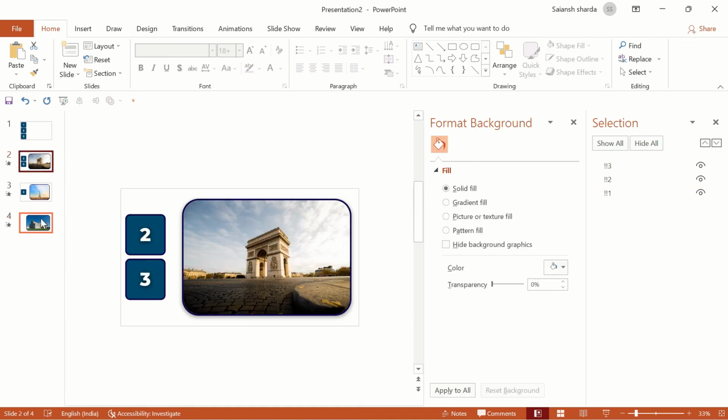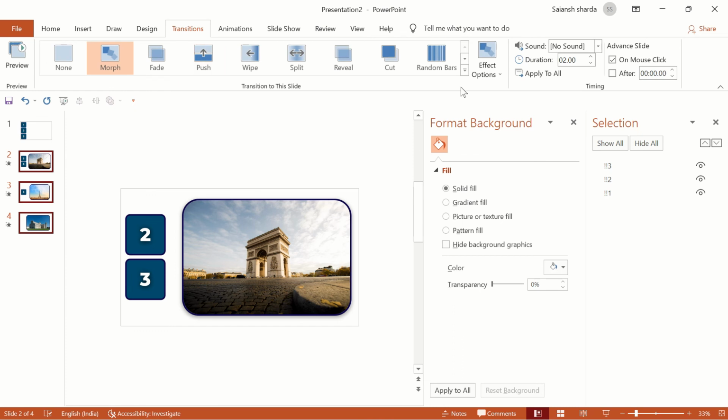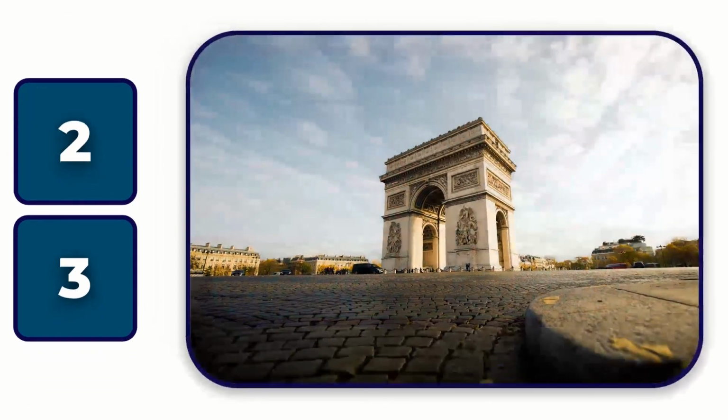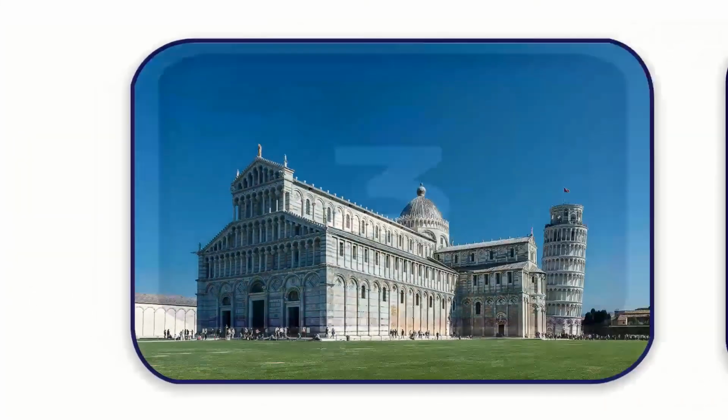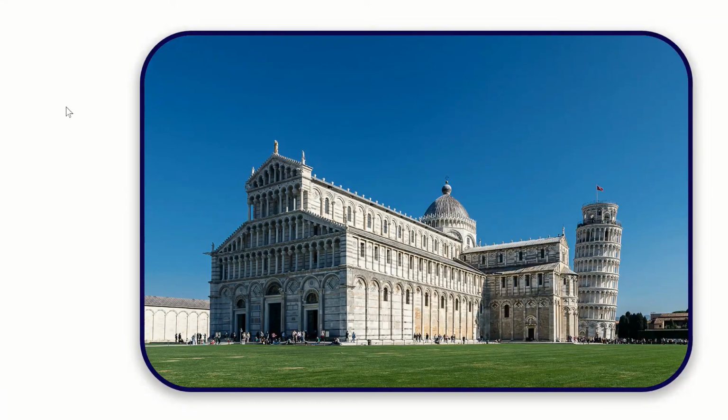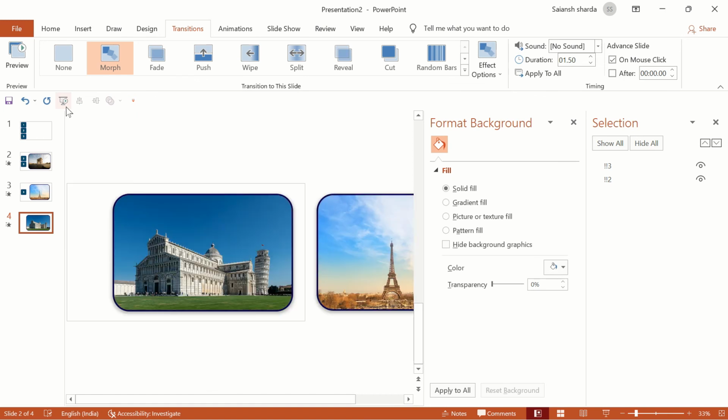So one last thing I want to do is go to Transitions and reduce the duration of the Morph transition. Now let's preview it. 1, 2, and 3. Wonderful.